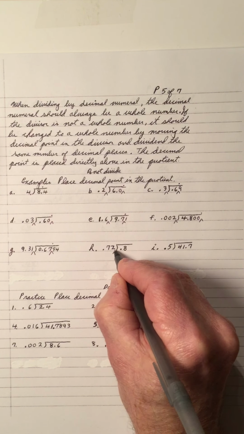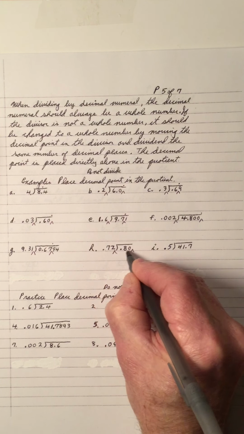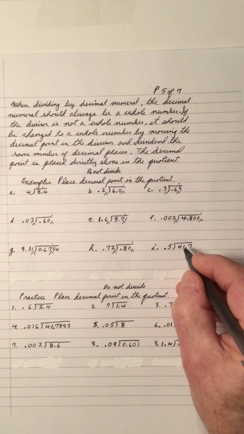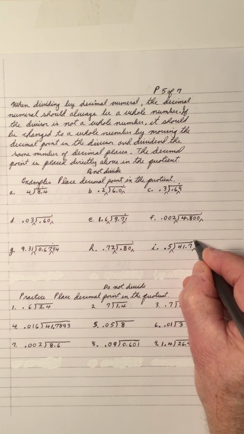2 places in my divisor, and I got to put a 0 on, move it 1, 2, move it 1, 2, and move it up. So it's 72 into 80. Move it one place in my divisor, move it one place in my dividend, and move it up.